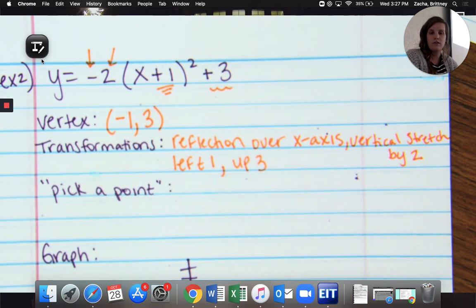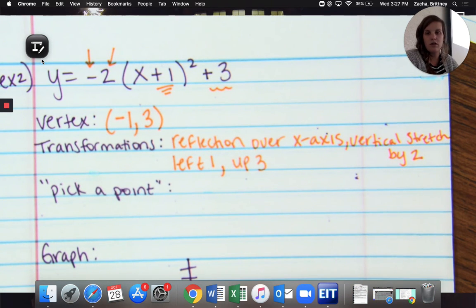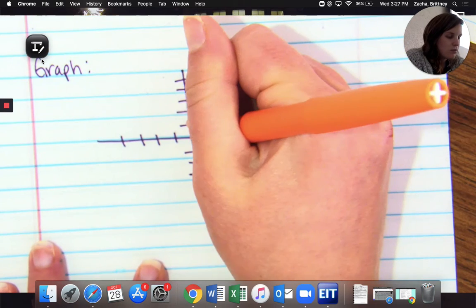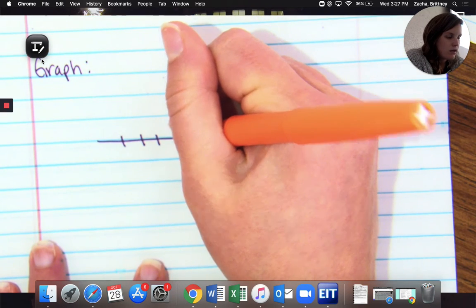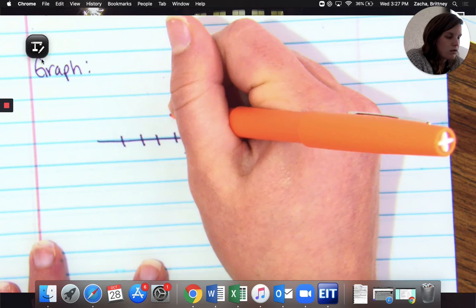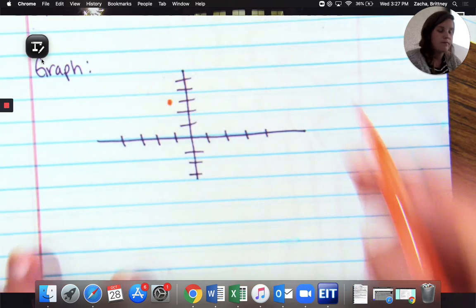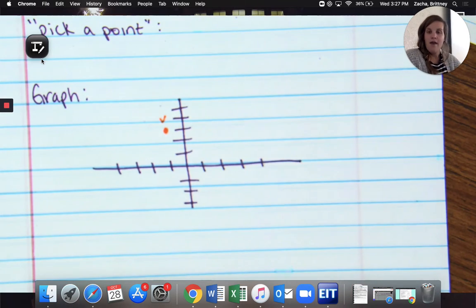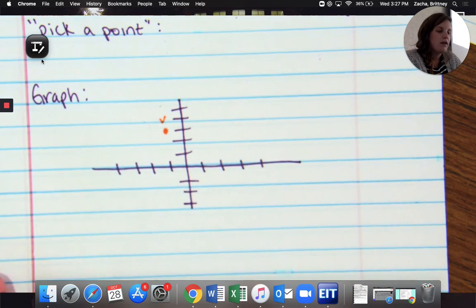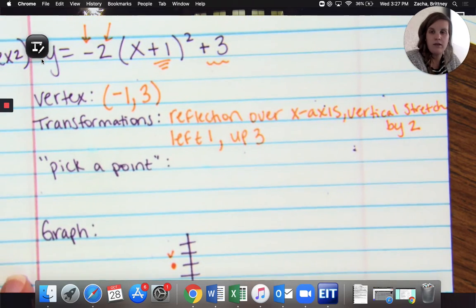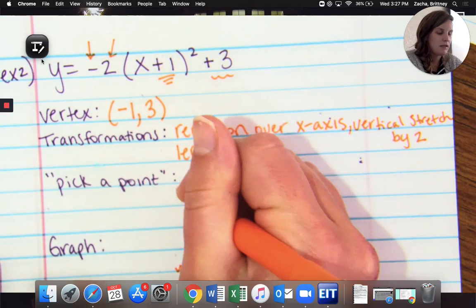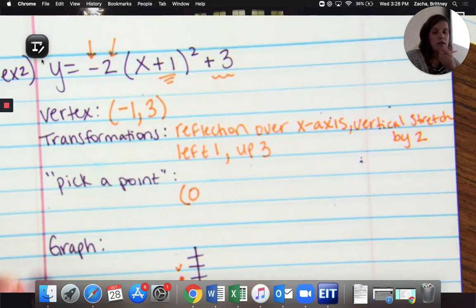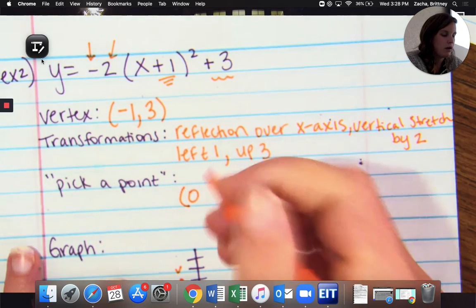All right, so let's pick a point to do our graph. So we can go and plot our vertex point. So the vertex point is at -1, 3. So 1, 2, 3. That's my vertex. Okay, so then I pick a point, again, it may be that you don't have to, but I just like to put 0 in just because it's pretty easy mental math, but you don't have to.